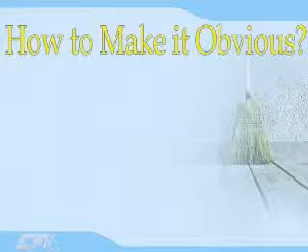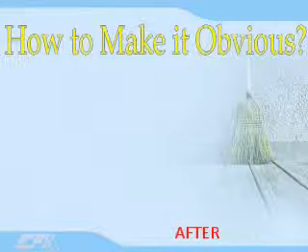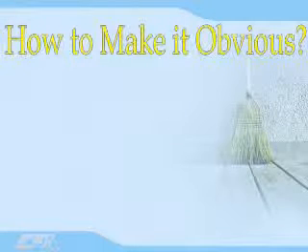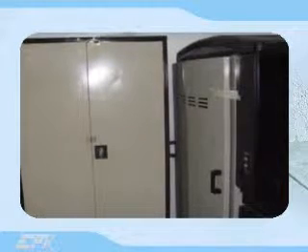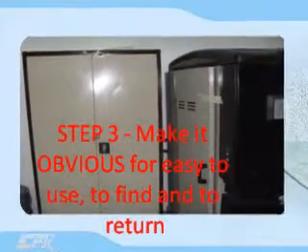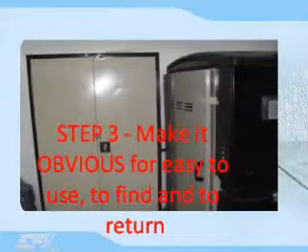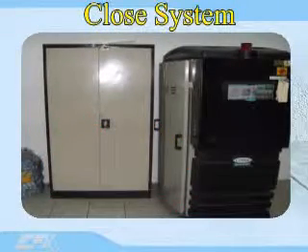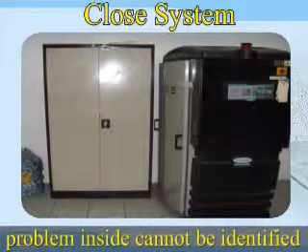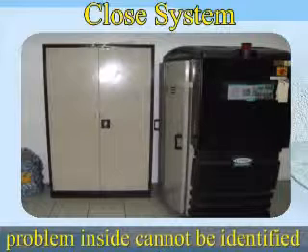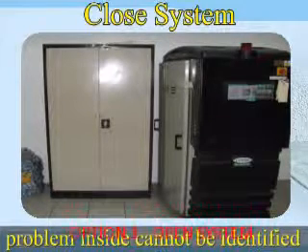To make the item easy to find and easy to return, we have to make it obvious. There are 4 common ways to make it obvious. The traditional way is to keep the item in a closed system, which makes the item difficult to find and difficult to return. For example, the item is high in the locker or the cupboard. The closed system hides the problems instead of making obvious that we have a problem in organizing the item.